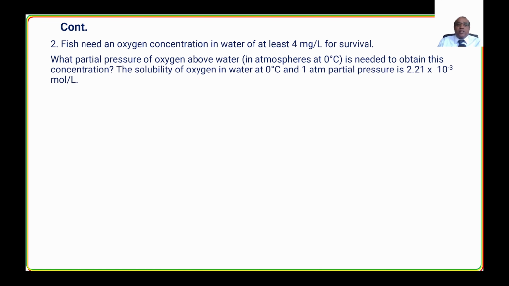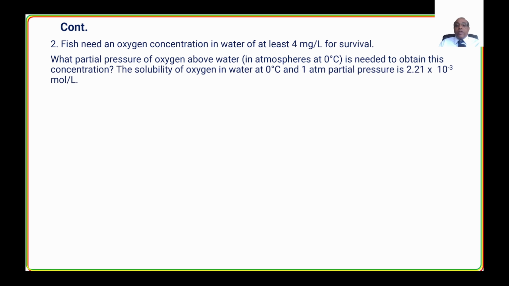First, let's try to understand this question. So what is given here? The temperature is constant. In one case, when the partial pressure of oxygen is 1 atmosphere, the solubility of oxygen is 2.21 times 10 to the power of minus 3 mole per liter. In the other case, when the solubility is 4 milligram per liter, we are asked to find the partial pressure of oxygen. That partial pressure is very important because to survive, fish need 4 milligram per liter of water.